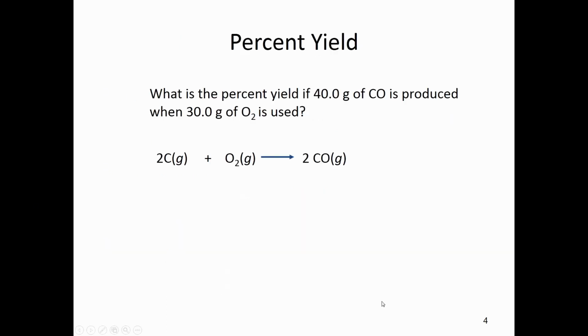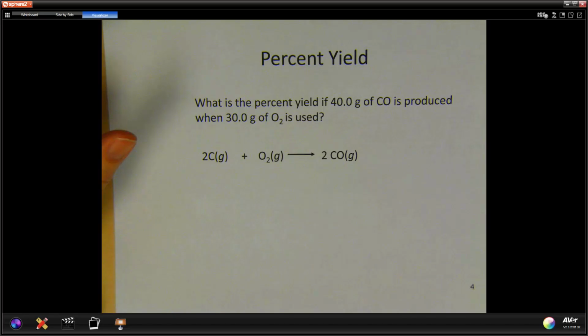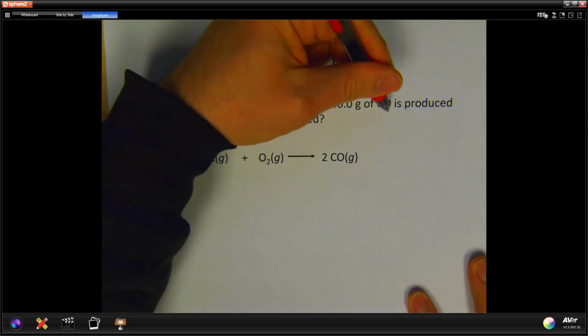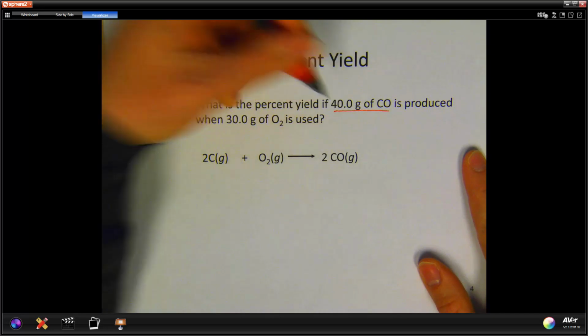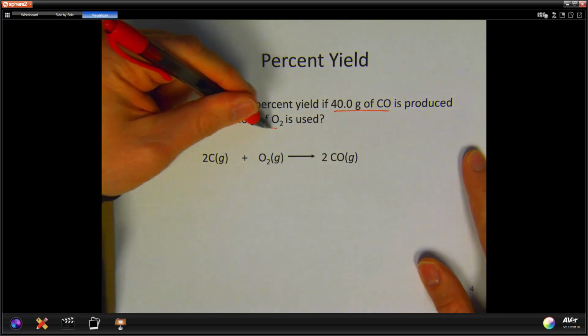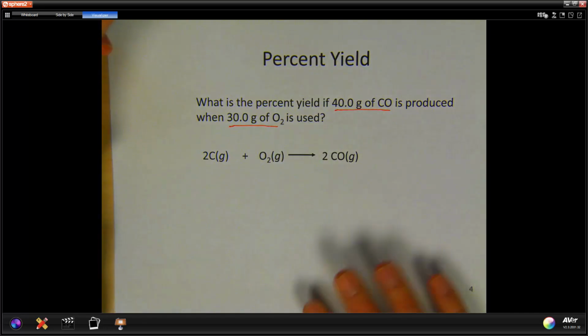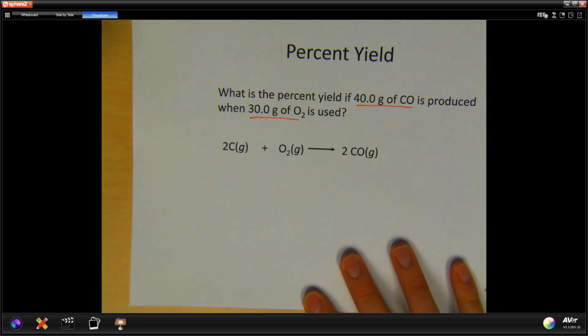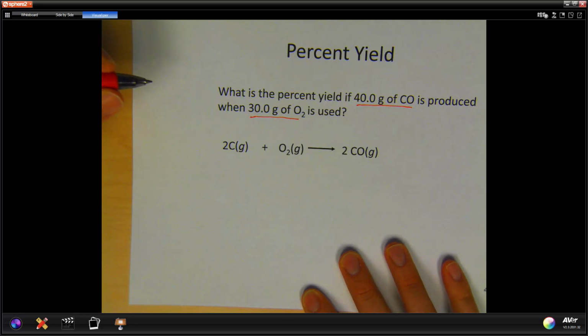Let's look at an example. Feel free to go ahead and pause your recording, try to solve this, and come back and see what the correct answer is. Okay, so our question: what is the % yield if 40 grams of carbon monoxide is produced when 30 grams of oxygen is used? Let's start keeping track of some potentially useful information.